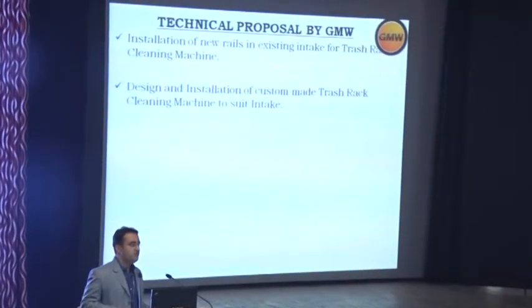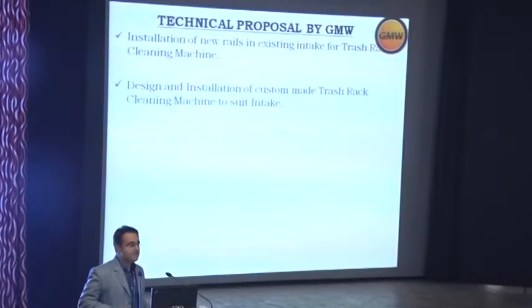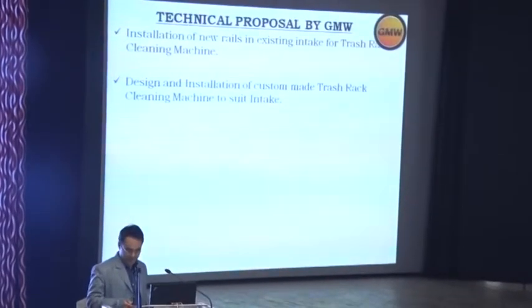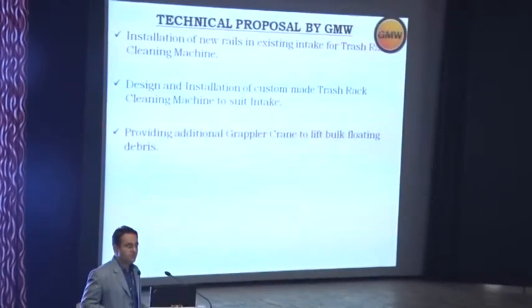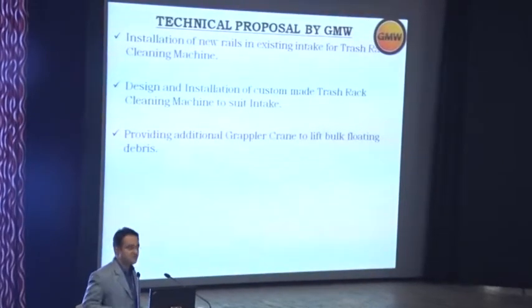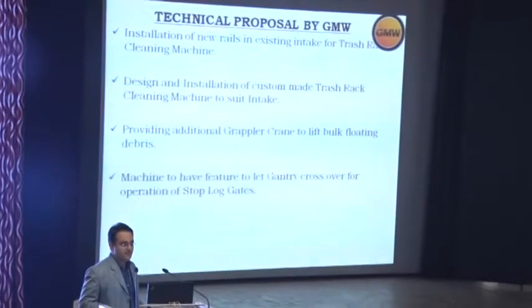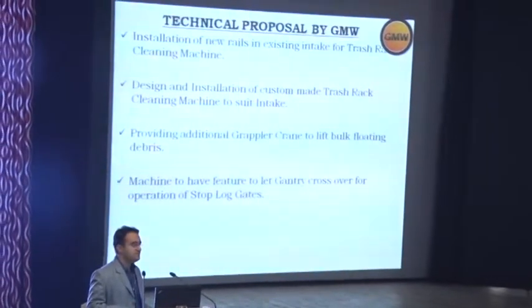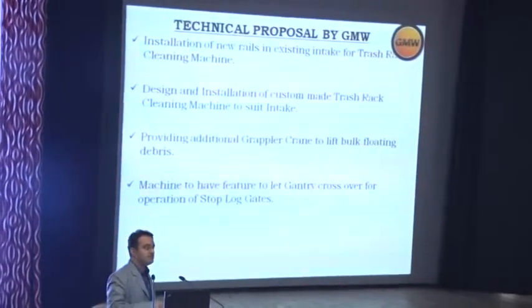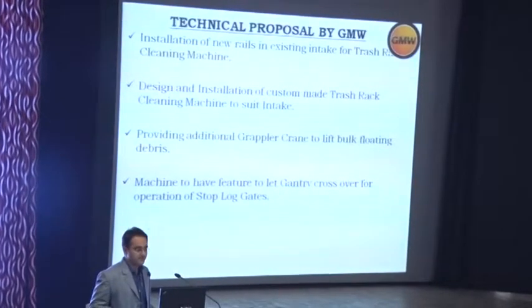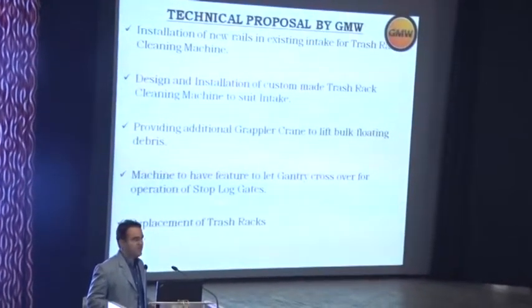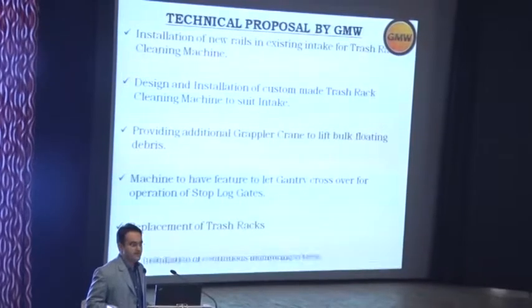Because we have in-house design, we customize it according to the requirement of the intake. For this one, this is one of the providers where there was a lot of floating trash. So we provide a grapper crane for lifting such bulk trash. Then we provide a mechanism that travels between the legs of a gantry and does its combing. And the replacement of the trash rack panel is also being proposed by us.